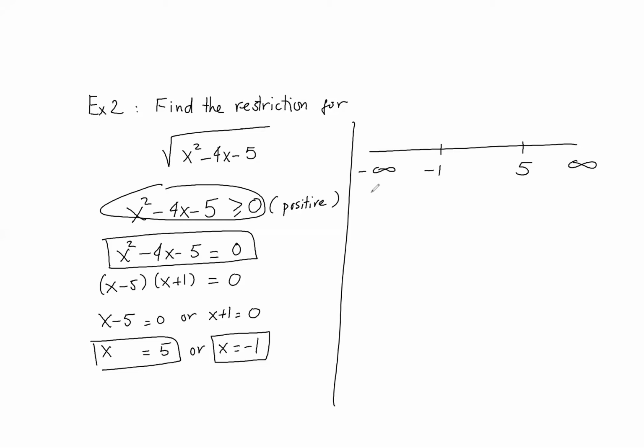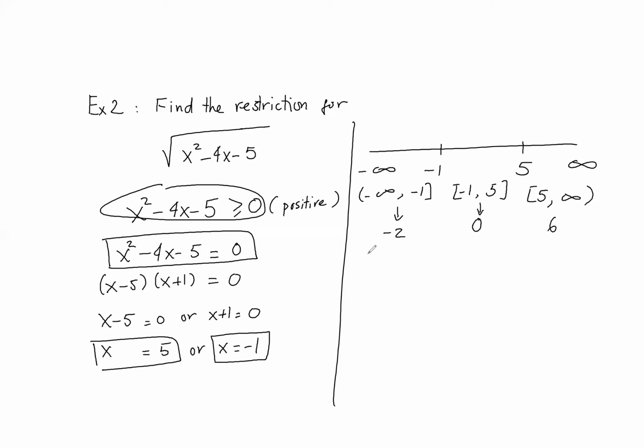For this interval, I want to choose the value, let's say -2. Here for this interval, I want to choose 0. And for the last interval, I want to choose 6.